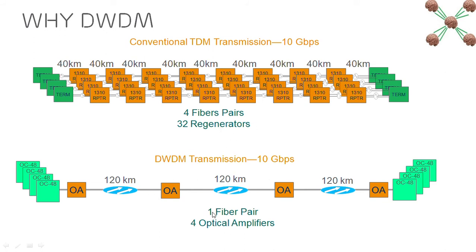But because the transmission in DWDM is more advanced, you can very easily multiplex all these channels on a single fiber, and you can go a higher distance because the amplifiers in DWDM can go further than in the SDH network. So in this case we can use only one fiber pair and only 4 optical amplifiers, and we can achieve the same 40 gigabit and a distance of more than 300 kilometers. So this is why DWDM is more beneficial for us.